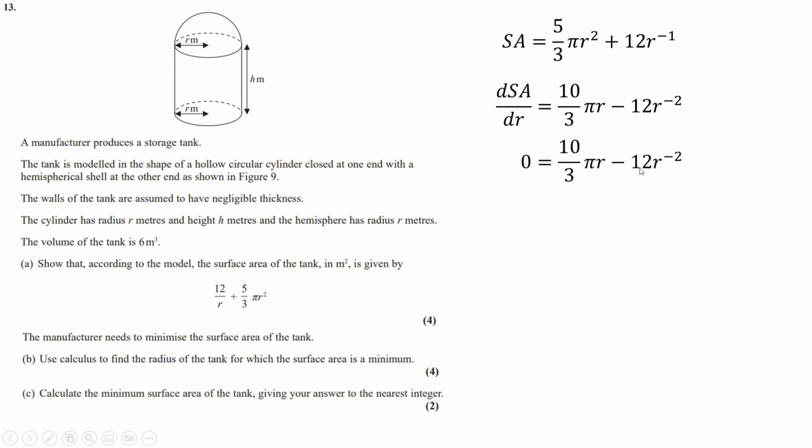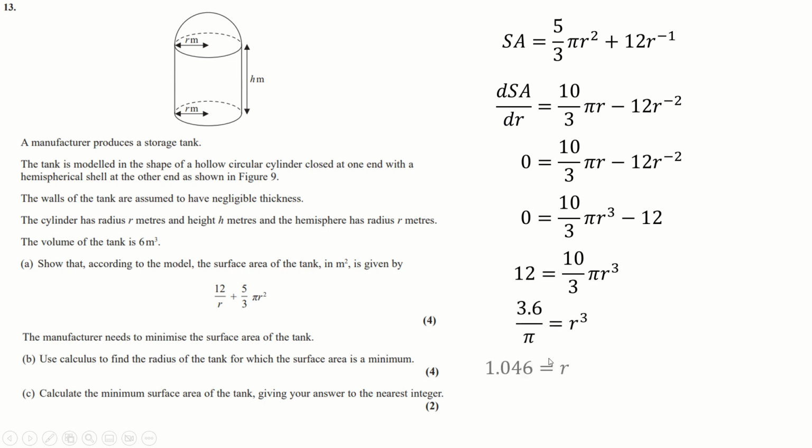And we can times everything by r squared. 0 times r squared is still 0. R times r squared is r to the 3, and that gets rid of this r to the minus 2. Put 12 over here. Times by 3, which is 36. Divide by 10 is 3.6. Divide by pi, and then cube root, and you get r as this.